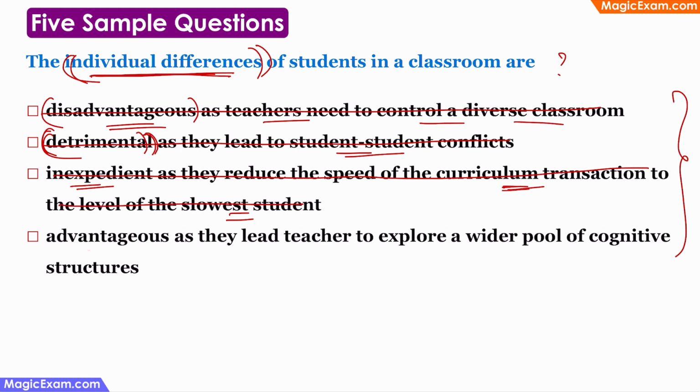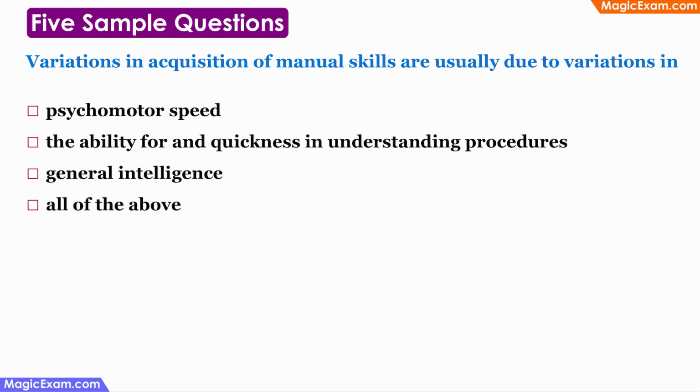The last one says advantageous as they lead teachers to explore a wider pool of cognitive structures. This is correct because these individual differences can give the opportunity to the teacher to try different types of teaching methodologies and different cognitive structures. Therefore, the last statement, which talks about individual differences in a positive way as an opportunity, this is the correct answer and the best answer.